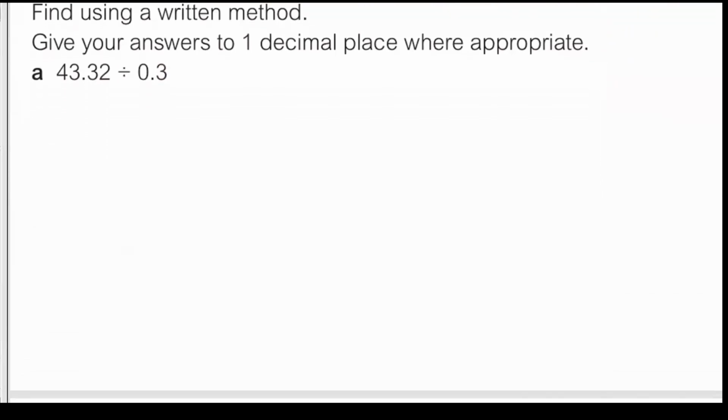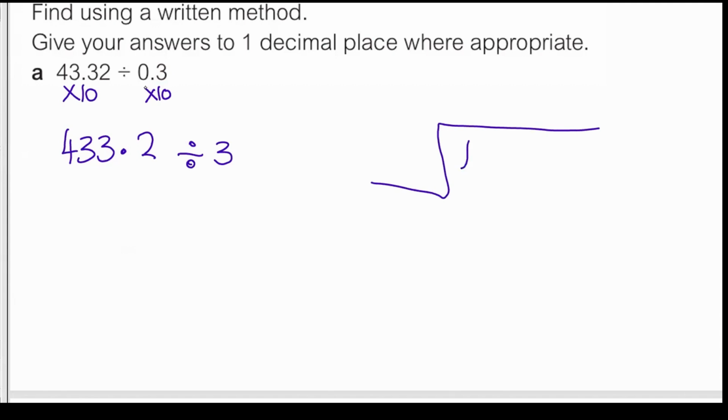So find using a written method. Also, since you can use your calculator, but also let me show you how to do it in the written. So your main problem is you do not divide by a decimal. So I'm gonna multiply here by 10 to get rid of the decimal. So I'll also need to multiply by 10. So your new numbers are 433.2 divided by 3. And then let's do a long division.